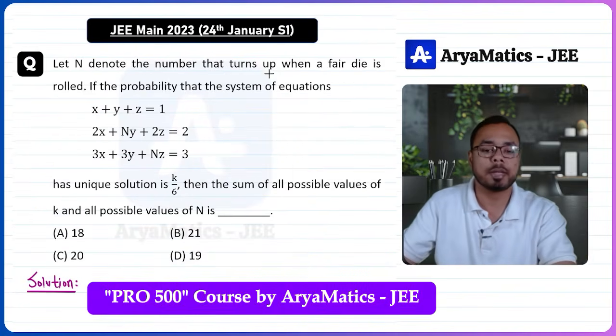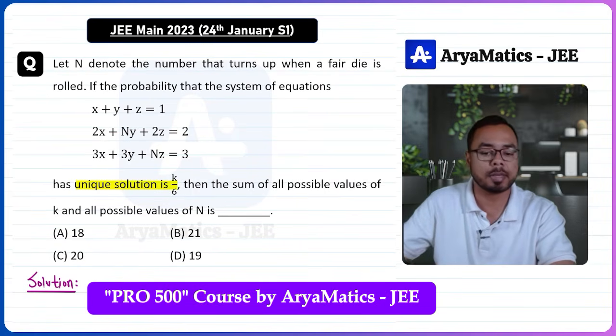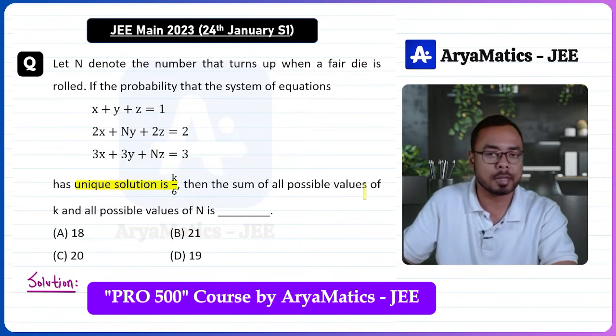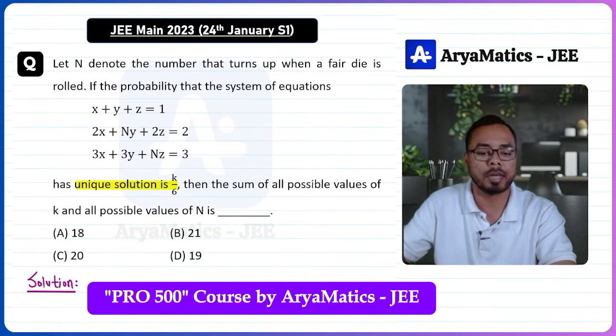Let n be a number that turns up when a fair die is rolled. If the probability that this system of linear equations has a unique solution is k by 6, then we have to find the sum of all possible values of k and all possible values of n.